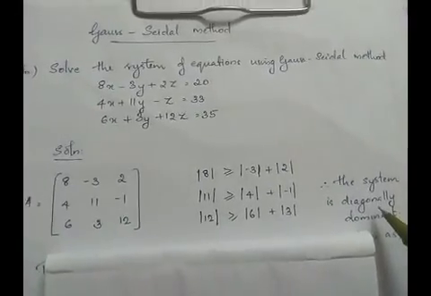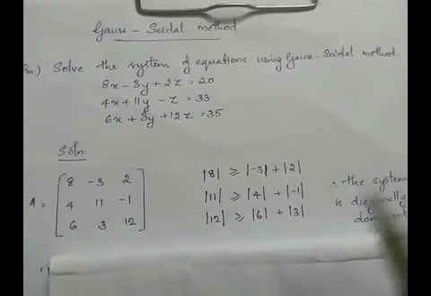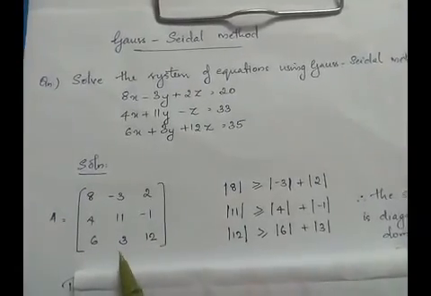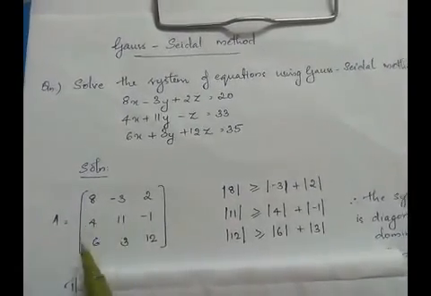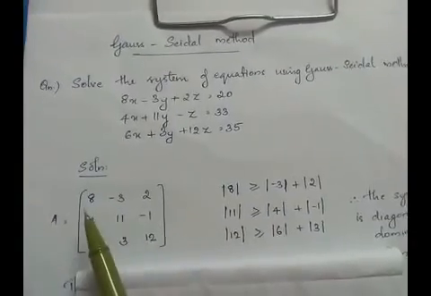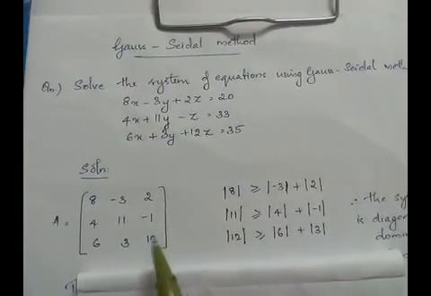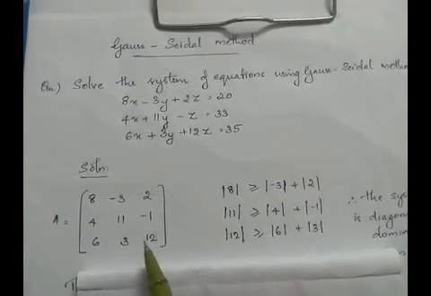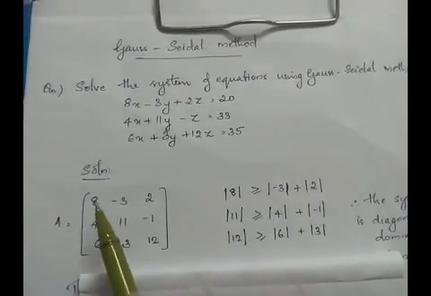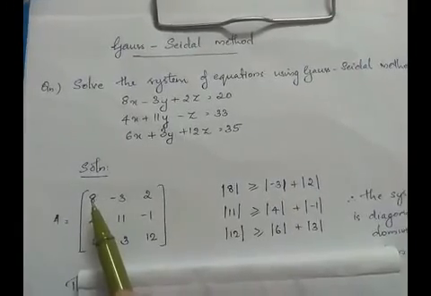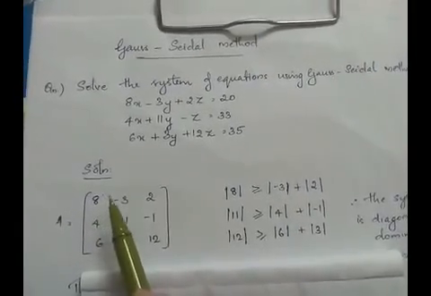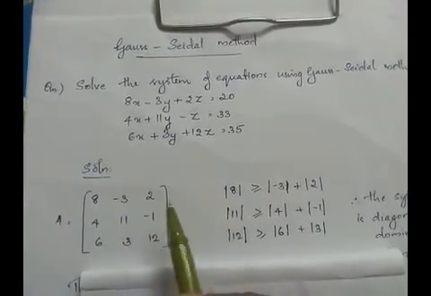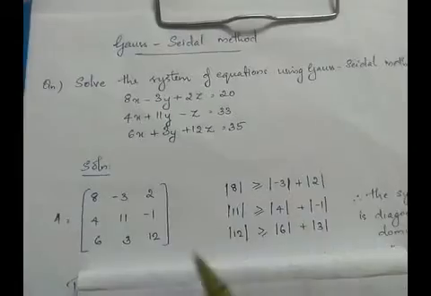To check whether the system is diagonally dominant, first we have to write the coefficient matrix of the system of linear equations. After writing the coefficient matrix, now look at the diagonal elements. The diagonal elements are 8, 11 and 12. Diagonal dominance means the diagonal element should be greater than or equal to the sum of the modulo of the other elements in each row.